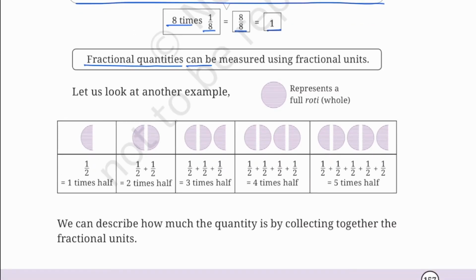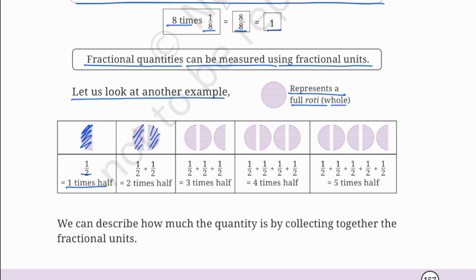Fractional quantities can be measured using fractional units. Let us look at another example. This circle represents a full roti, a whole. So this will be half, 1 times half.